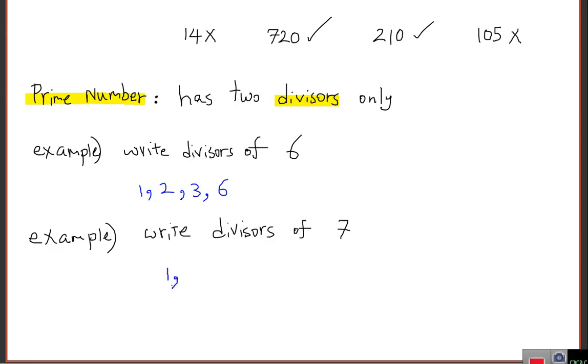1 is for sure, as you said. 7 is divisible by 1, but another number is 7. That's all. You cannot find any other number in the positive integers, of course. We're talking in our domain of positive integers. So the only divisors are 1 and 7. So it has only 2 divisors. Because it has only 2 divisors, 7 is a prime number.